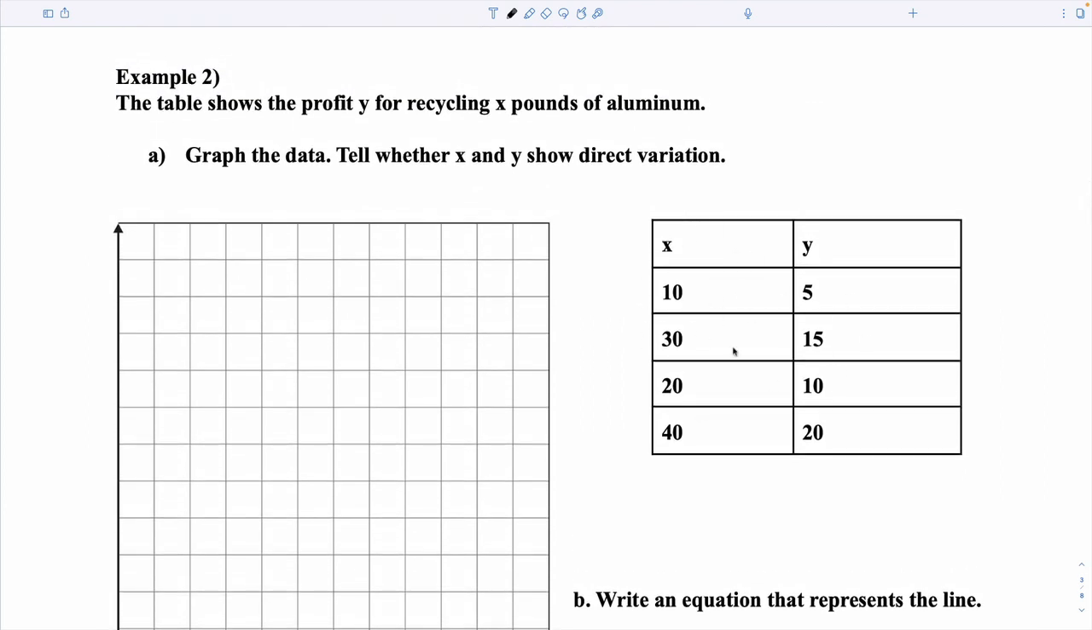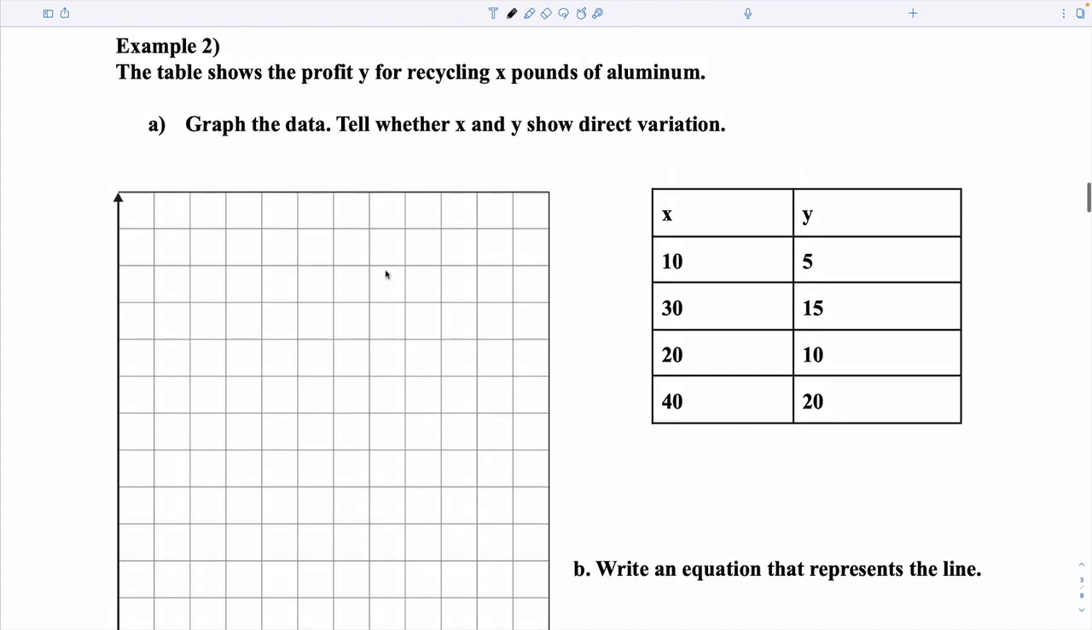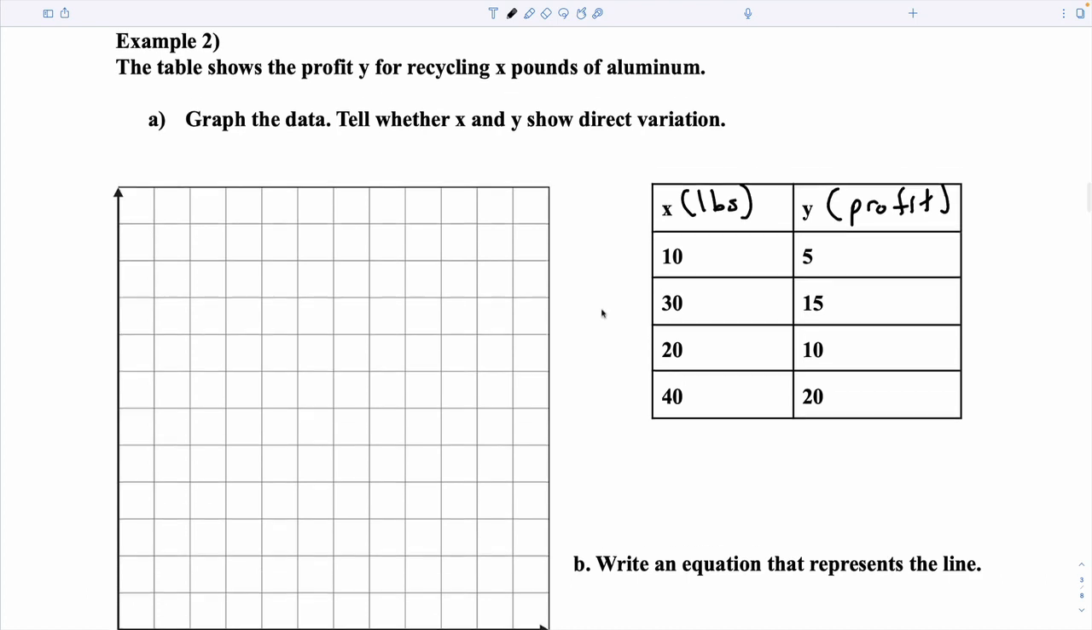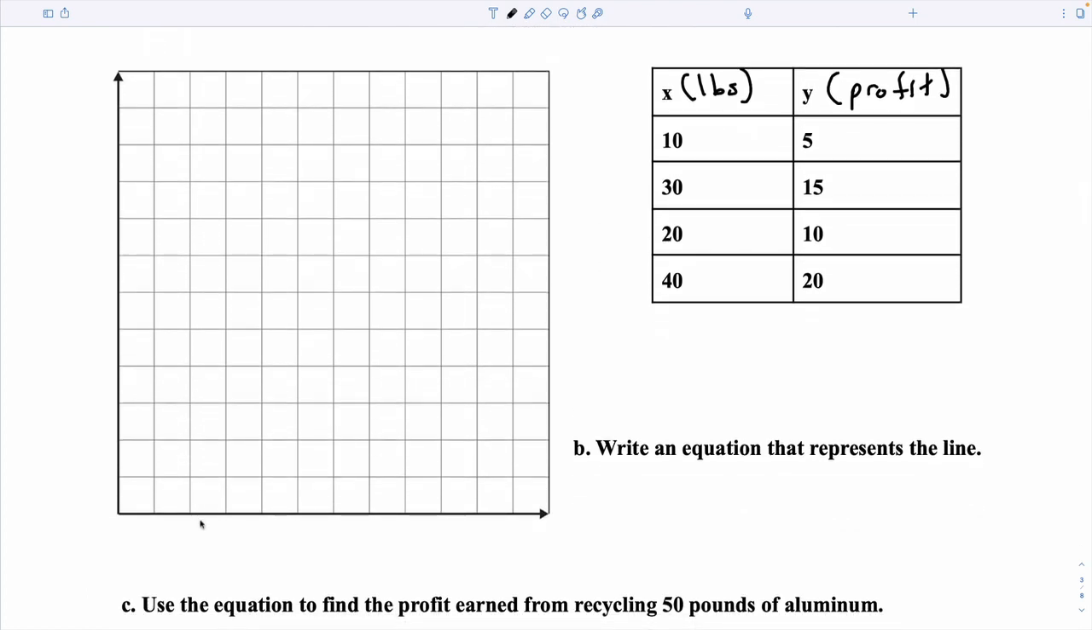Use this table. Same thing, we're going to show the table that shows the profit for recycling for x pounds of aluminum. Y is the profit that you make. And x is the pounds. And let's plot the x first. X value is always on the bottom and it represents pounds. Y is the profit, it's always on the side. We'll put money here.